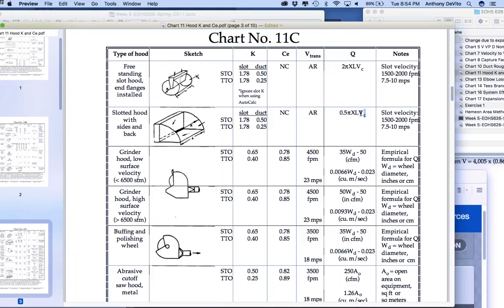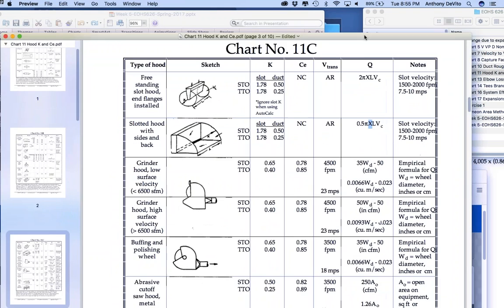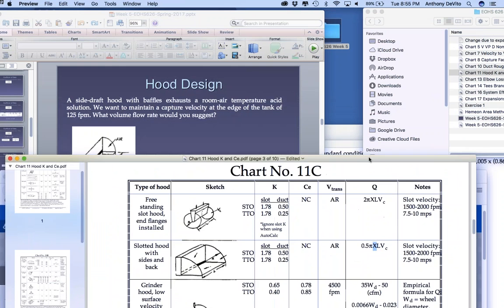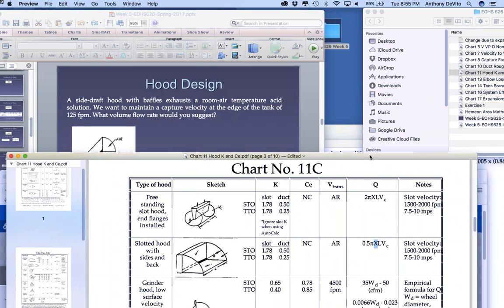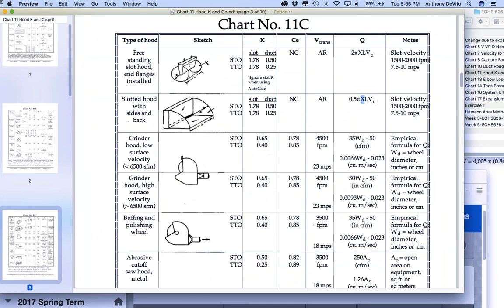So what's our capture velocity? They just tell us that they have to have 125 feet per minute, right? So it's 125 feet per minute times the length times the width. Did I give you the length and the width? What volume flow rate would you suggest?